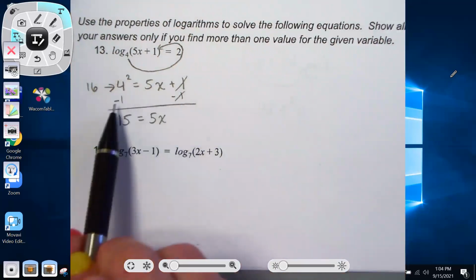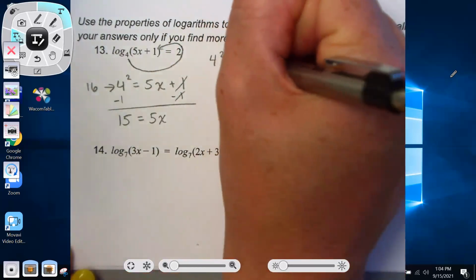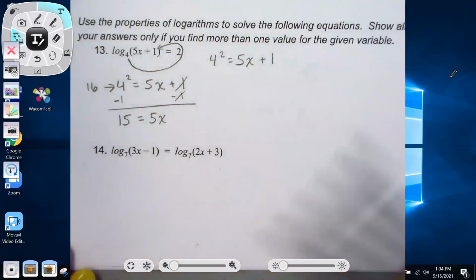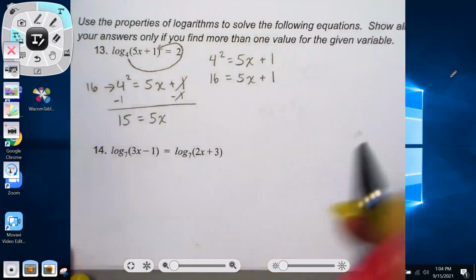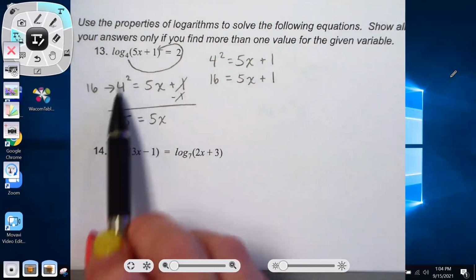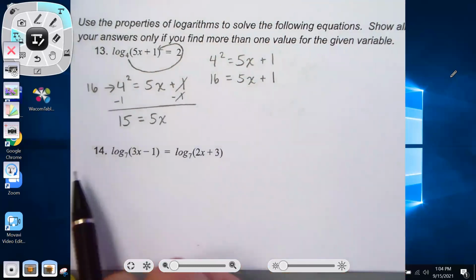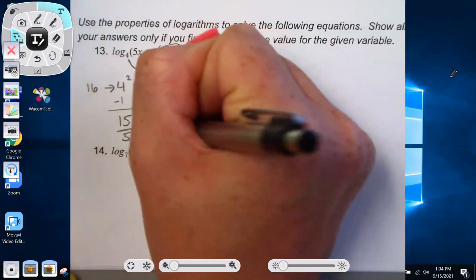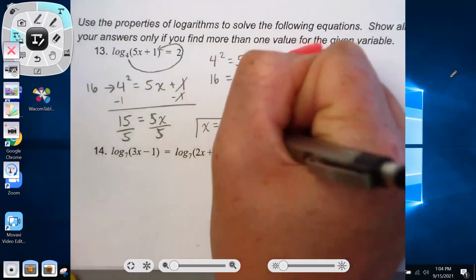If this is an issue for you and you've made this mistake a lot, I would suggest from this step, go ahead and add another step in there to change 4 squared to 16 before you start solving for x. Okay, if you can remember to do it correctly without adding this extra step, that's fine too. Okay, from here, to get x by itself, we need to divide both sides by 5. So we end up with x equals 3.